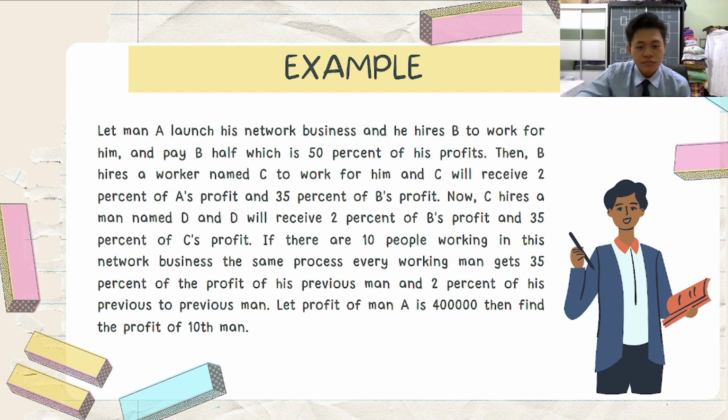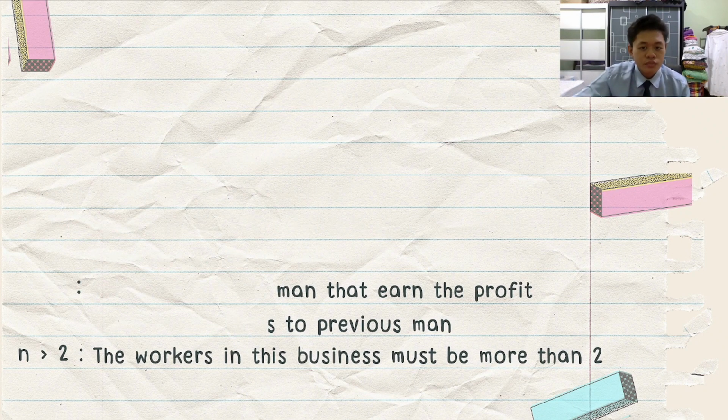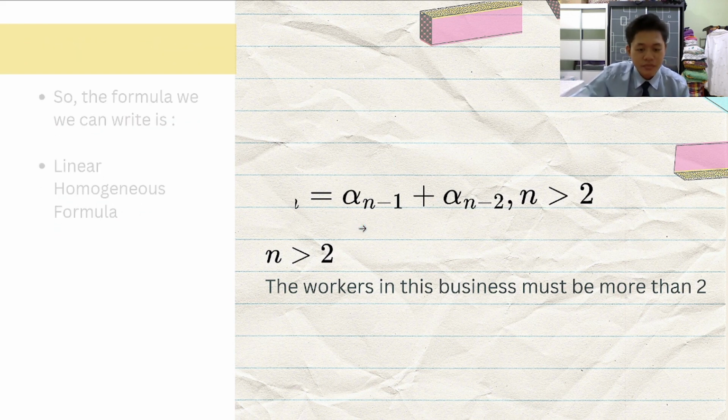Let me show you. Based on the question, we can assume that n is the number of workers, a_n is the profit of the nth worker, a_(n-1) is the profit of the nth man that earned the profit from the previous man, a_(n-2) is the profit from the previous-to-previous man, and note that n must be greater than 2, which means the workers in this business must be more than 2. Based on the question, we can write the formula as a_n = a_(n-1) + a_(n-2). And for your information, that is a linear homogeneous formula.